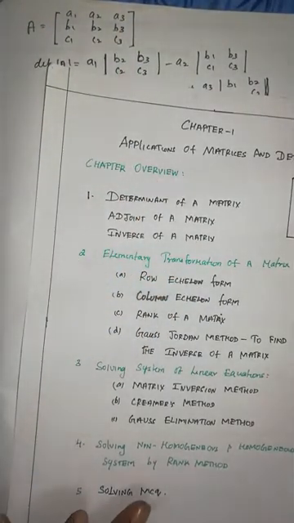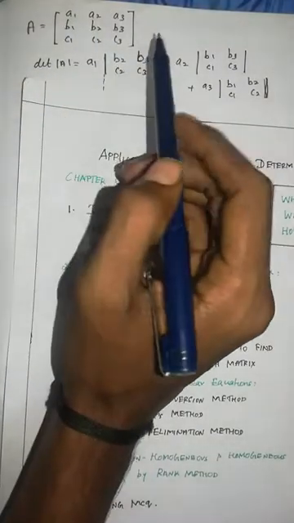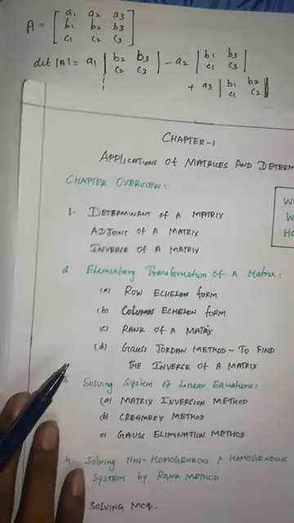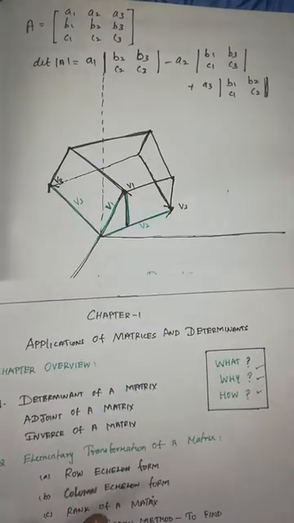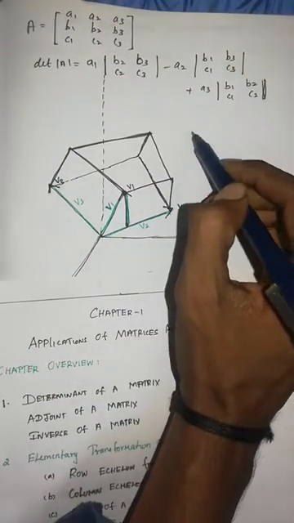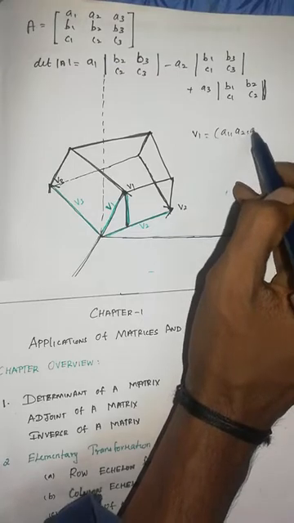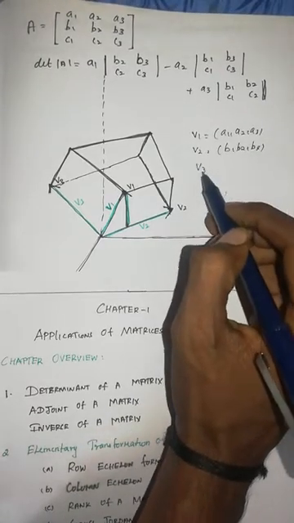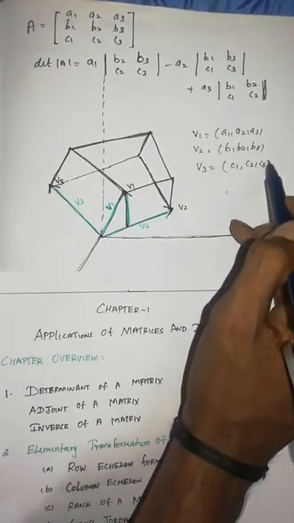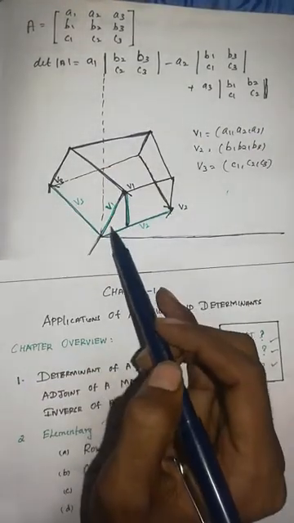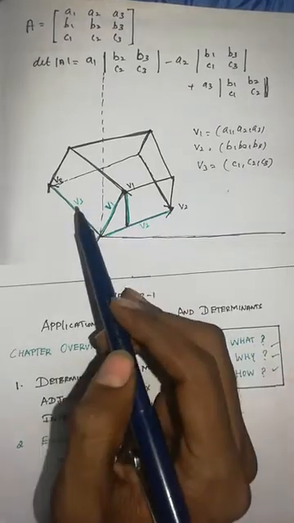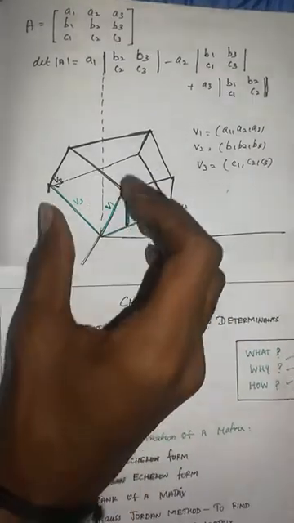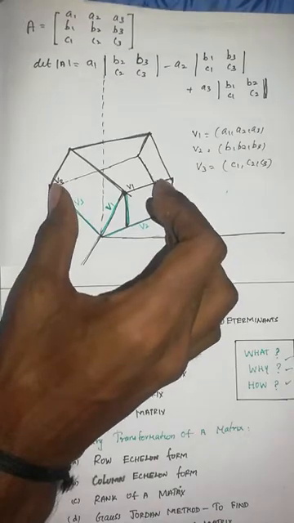So how can we visualize this graphically? Again, if you calculate the determinant, we will end up with a number. So what does that number tell? Now if you look, I'm just plotting the vectors. Here V1 vector is A1, A2 and A3. V2 vector is B1, B2 and B3. And V3 vector is C1, C2 and C3. So I'm just plotting the vectors V1, V2 and V3 and I'm creating a parallelepiped with the help of these 3 vectors.